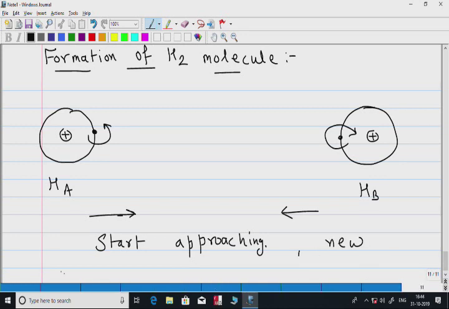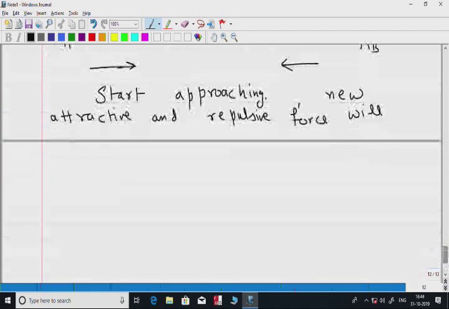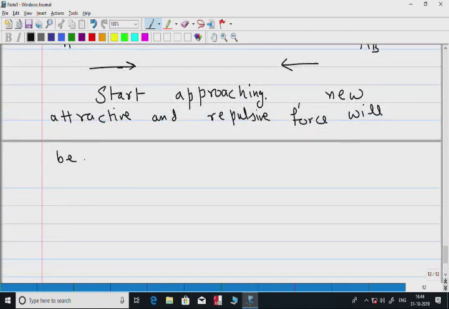New attractive and repulsive force will begin to operate. Okay. So guys, let's talk about the attractive force first.